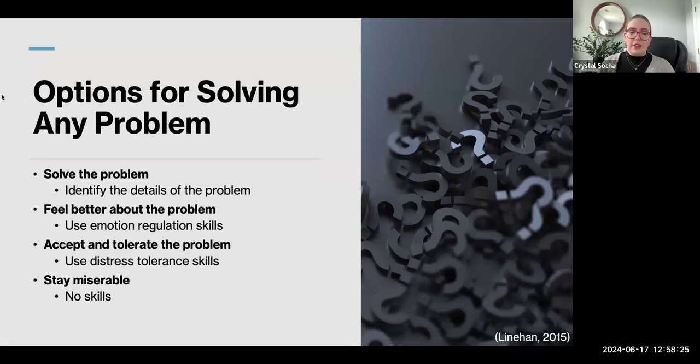Or the final option is to stay miserable and stay suffering and not use any skills and not do anything about it. And staying stuck is often what happens. And again, no skills might just mean no effective skills.